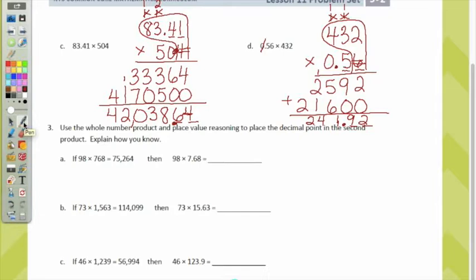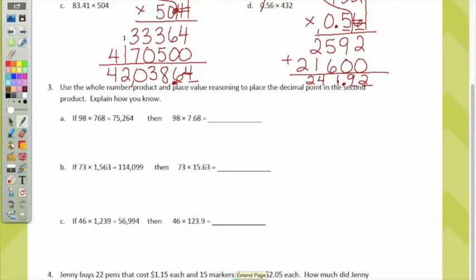Okay, do you agree? This getting easier? Yes. Quite a bit. Okay, so let's look at the next 3 because you have one of these on your exit ticket. It's not too hard, but it says use the whole number product and place value reasoning to place the decimal point in the second product. Explain how you know.